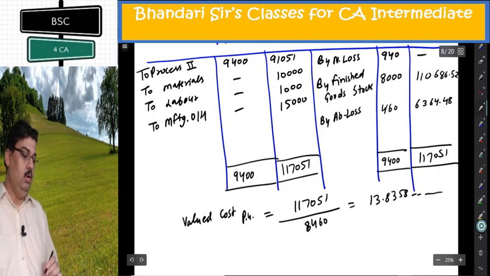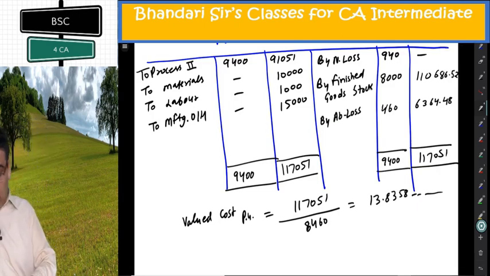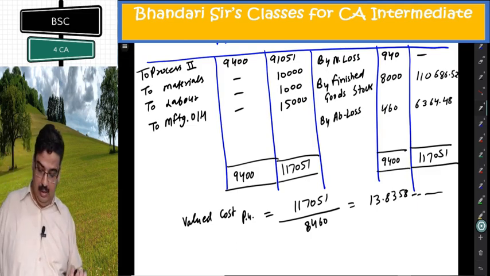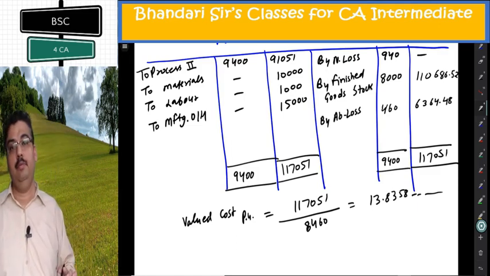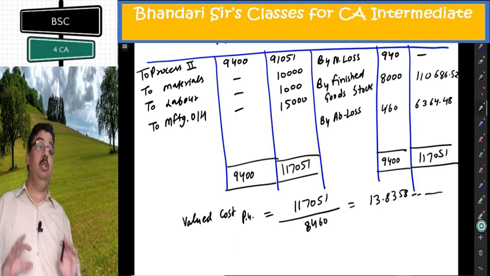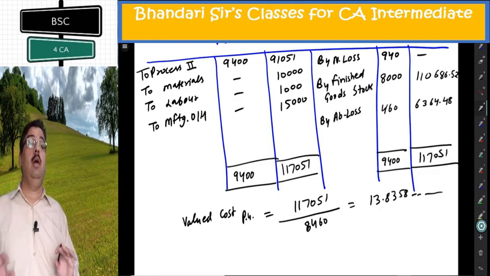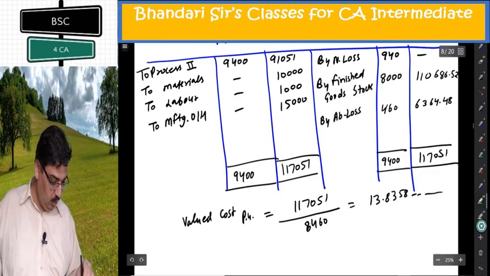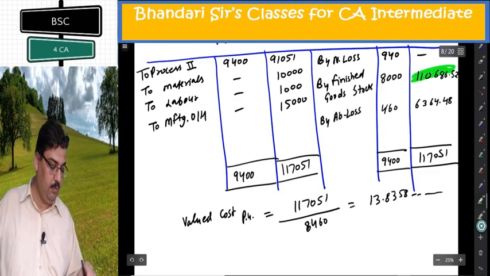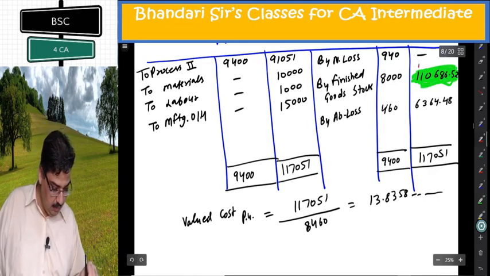117051. So it has to tally always, as in earlier questions also it has to tally: 110686.52 and 6364.48. Now this is the complete question. Still I am making abnormal loss and abnormal gain accounts. This is the answer basically. The question wanted the cost of finished goods which are produced. This is the answer. You must highlight and give it in the exam. This is the ultimate answer.